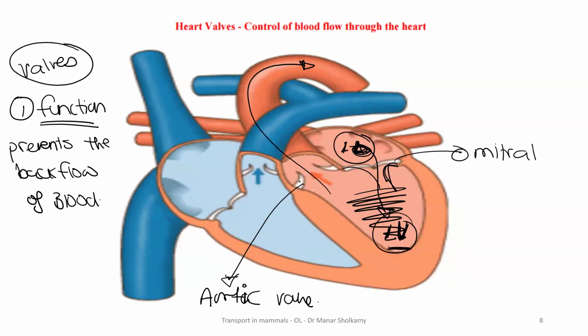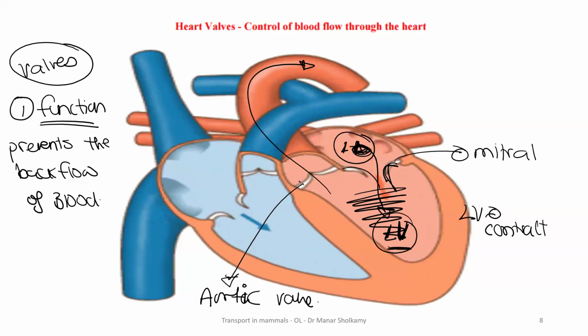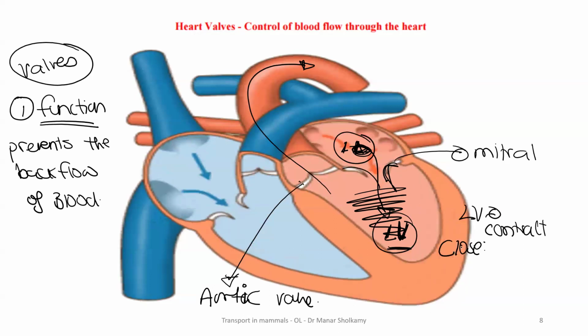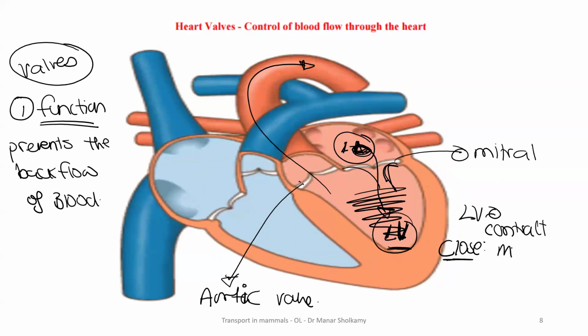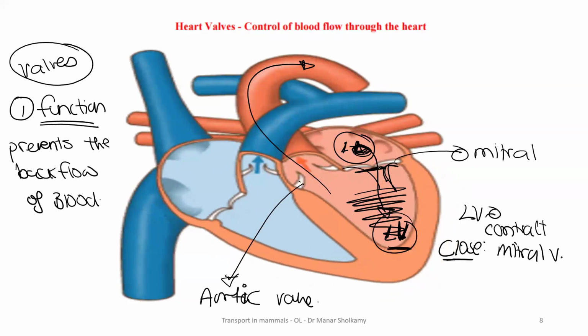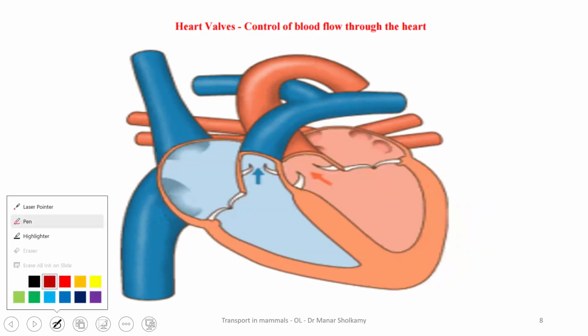So when the left ventricle contracts, pay attention with me, when the left ventricle contracts, which valve is open and which valve is closed? The aortic valve opens and the bicuspid valve will close. Exactly. So when the left ventricle contracts, which valve will close? The mitral valve. Why? Because if the mitral valve was open, the blood in the left ventricle will go back to the atria. And this is not what we want.